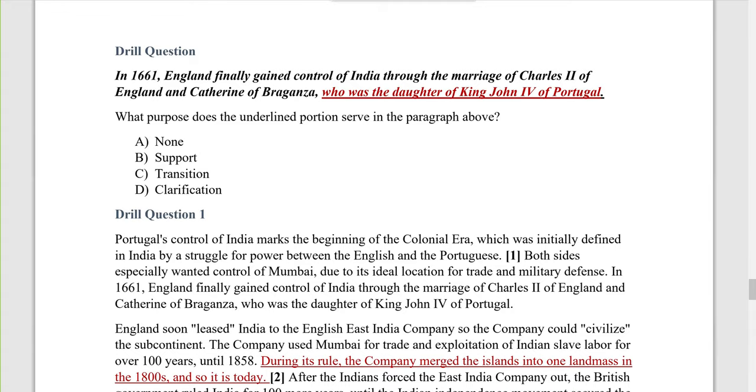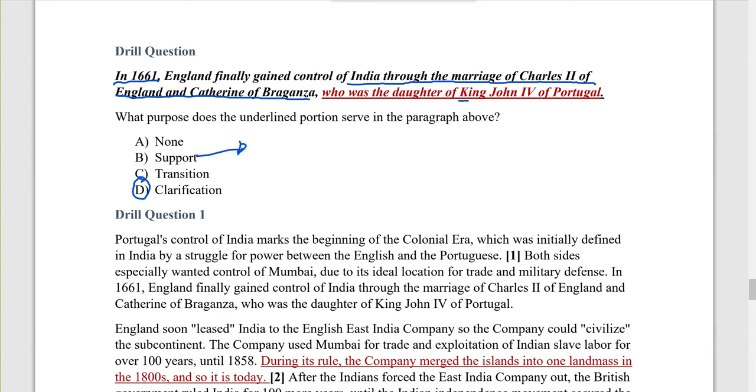By the way, we can be asked questions like that. In 1661, England finally gained control of India through the marriage of Charles II of England and Catherine of Braganza, who was the daughter of King John IV of Portugal. What do you think? What purpose does the underlined portion serve in the paragraph above? Clarification. Thank you very much.